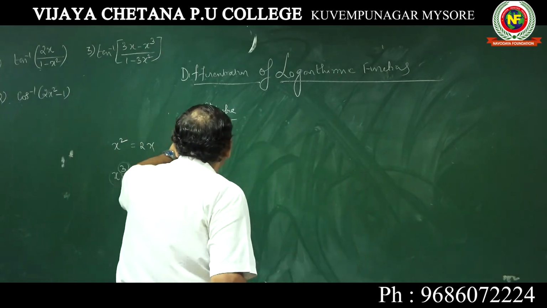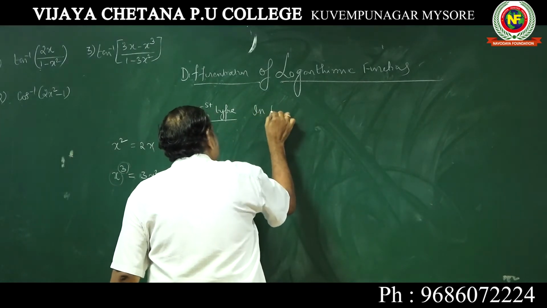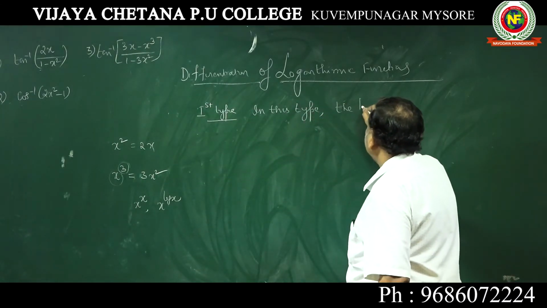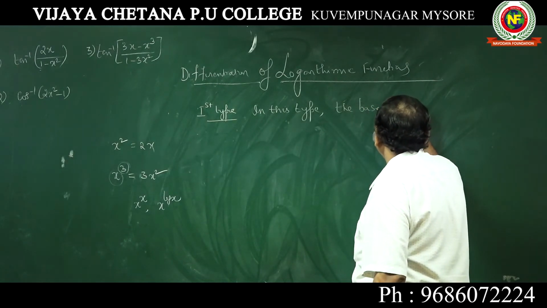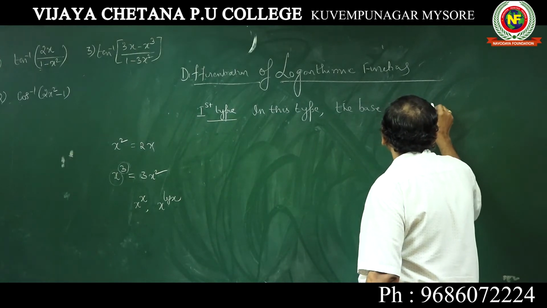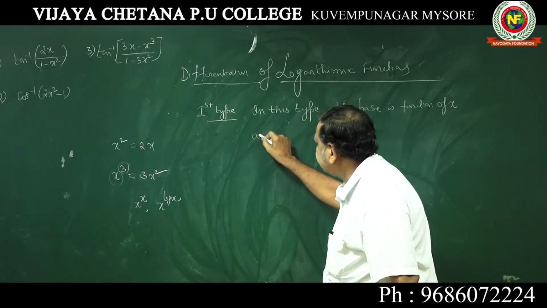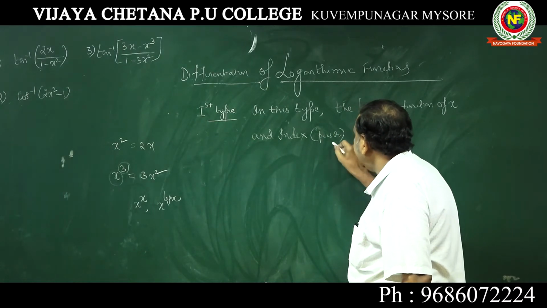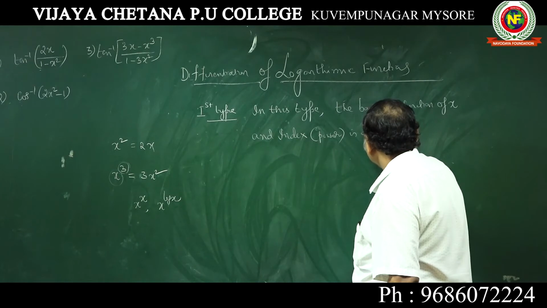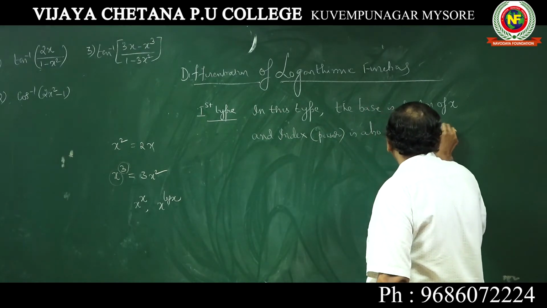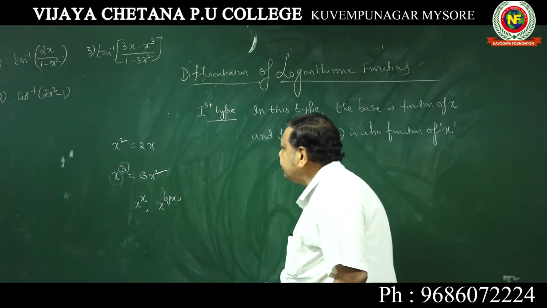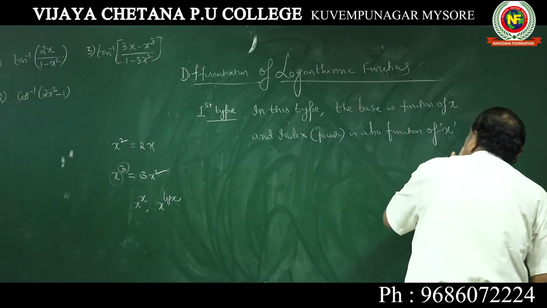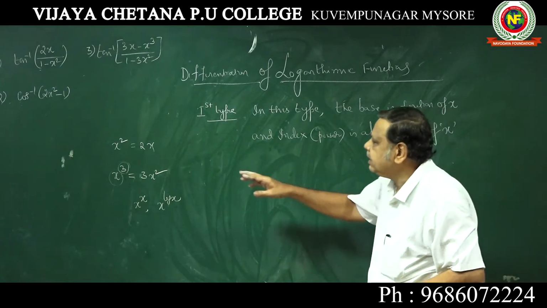So in this type of logarithmic function, write down: the base is a function of x, and the index, meaning the power, is also a function of x. You should note both are functions of x. It is not constant like this.